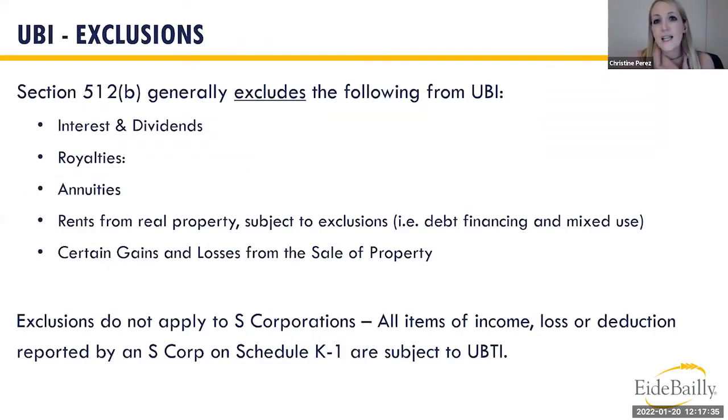Our next slide has a couple of exclusions from UBI. In general, under section 512(b), we've got exclusions for a lot of our passive income areas: interest and dividends, royalties, annuities, certain rents. Of course, there are always different rules for debt financing or mixed use property, and certain gains and losses from the sale of property. We'll note that if you have an S corporation K1 that comes through, these exclusions do not apply as they would with a partnership K1.